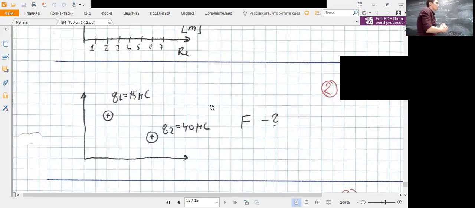Microcoulomb. Here is 2, here 4. 1, 2, 3, 4, 5, 6, 2. Four and 6, 2. Yes. Here only scalar form, not vector form. It's more easy.